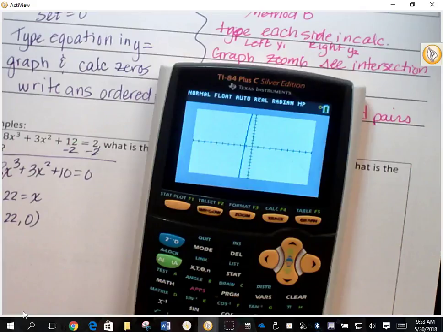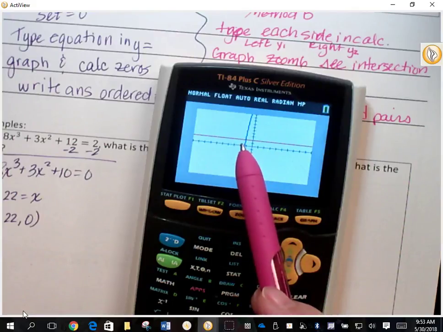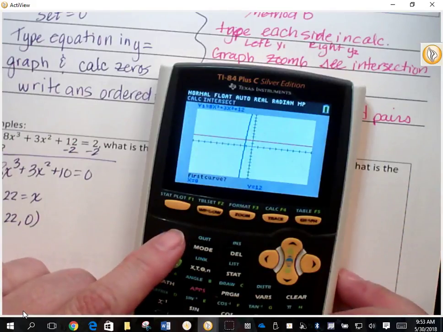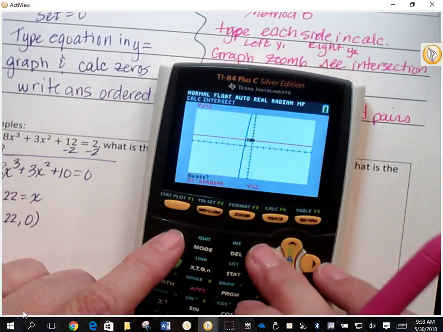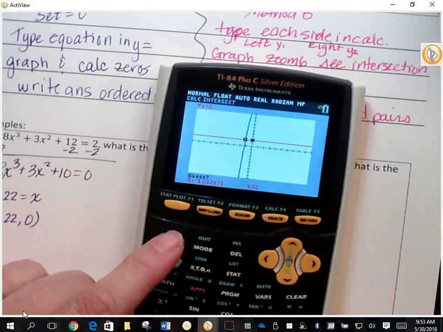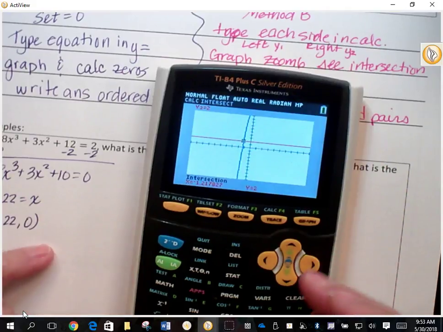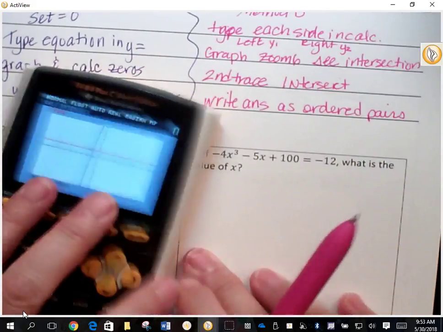There's the x cubed function. And then we'll graph y equals 2. Here's our intersection. So we do 2nd trace, number 5, first curve, second curve, and guess. And I got negative 1.22. There you go.